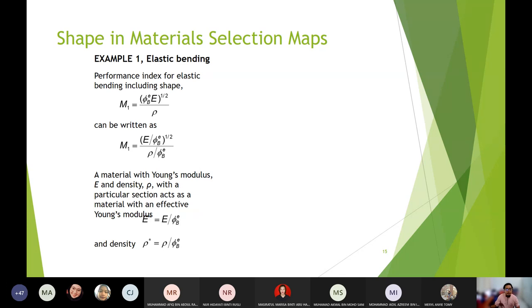Okay, so for example, if a material with tensile modulus E and density rho with a particular section X as a material with an effective tensile modulus. Okay, so this is the definition. A material with Young's modulus E and density rho with a particular section X as a material with an effective Young's modulus. Maksudnya kalau katakanlah kita ada material, we want to know the effective material in that particular shape section. This is the definition. And the effective density of a material in a particular shape, this is the formula. Okay, itu apa yang nak cakap.